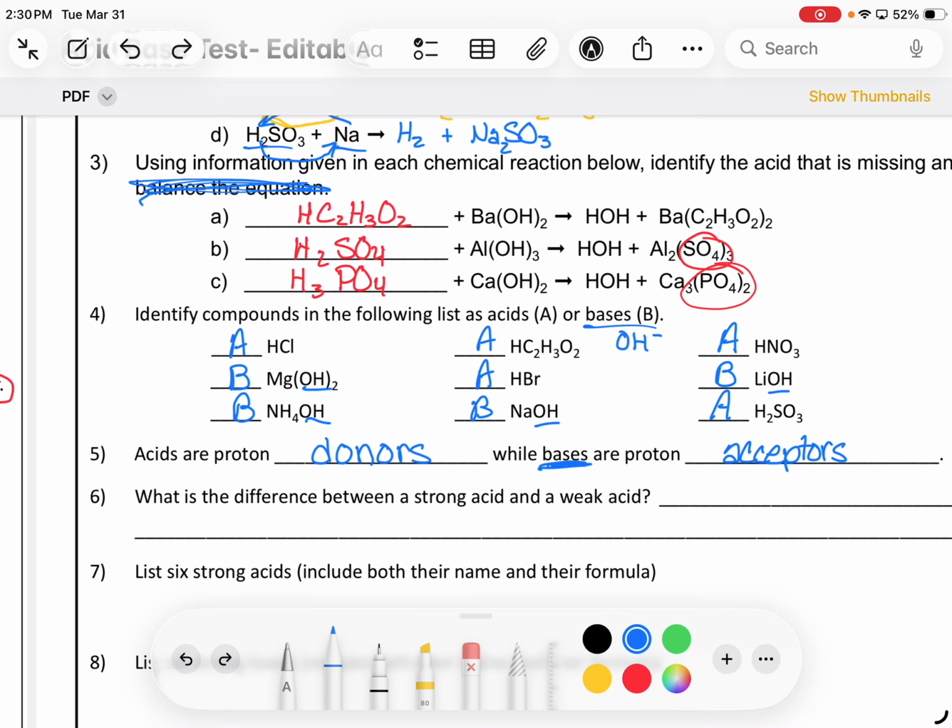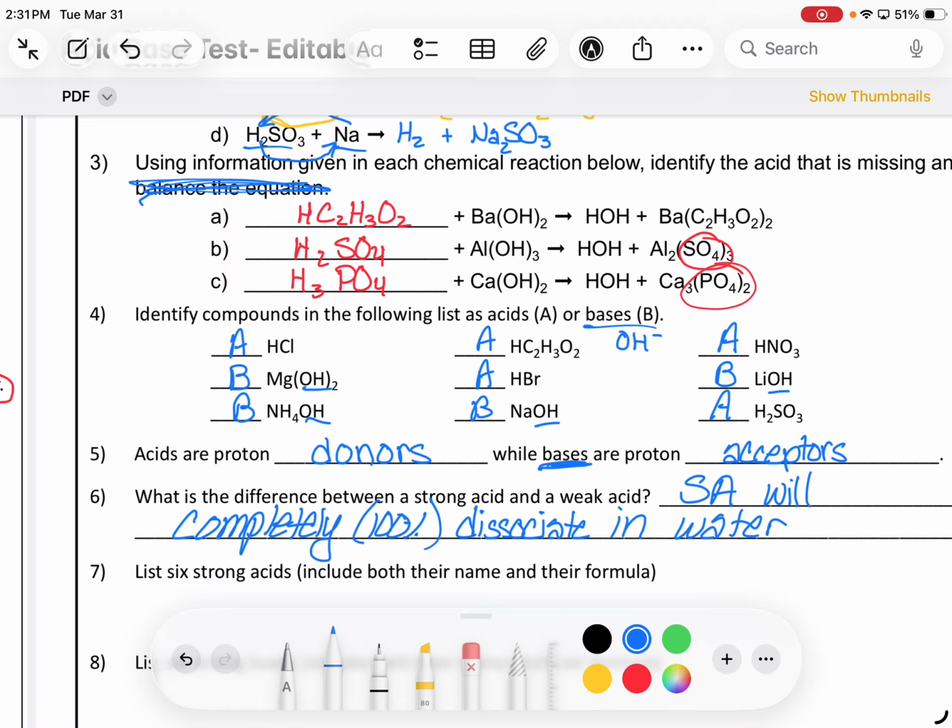What's the difference between a strong acid and a weak acid? Well, strong acids will completely what? Do you remember that word? Completely, 100%, what process will they do when they're in water? They will completely dissociate in water, which just means they're going to turn into their respective ions with absolutely no residue. 100% dissociation. That's why they're so strong.